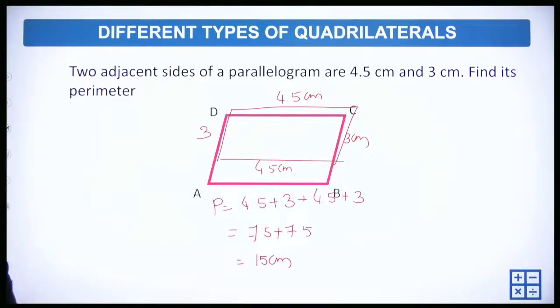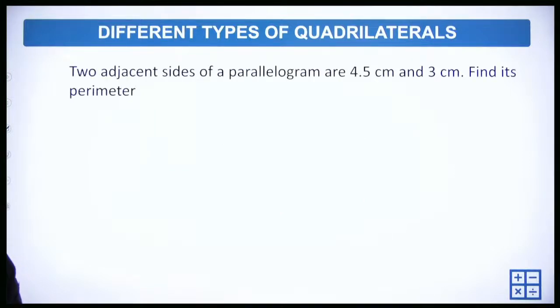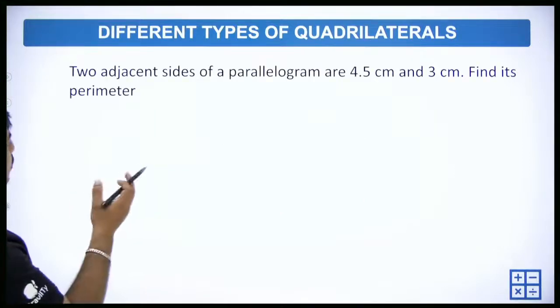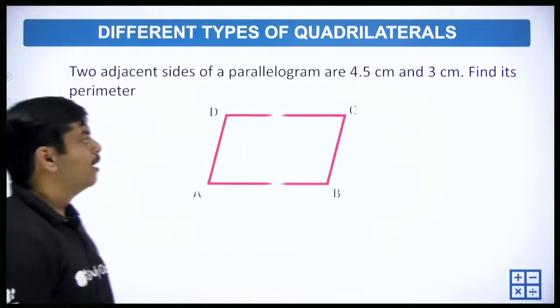What else do we have? Next one: two adjacent sides of a parallelogram are 4.5 and 3 centimeters. Find its perimeter. The same question again.